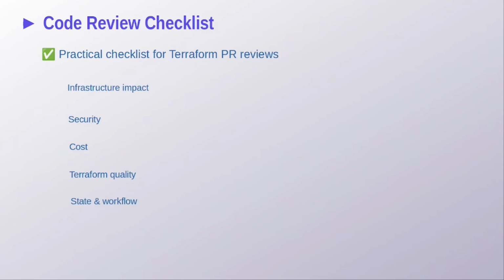Code review, humans are still the masters. Automation is powerful, but humans are the final defense. Terraform code review checklist. First, infrastructure impact: any resource destruction, any forced recreation, any production impact. Next, security: IAM tuned to least privilege, public assets, encryption enabled. Next, cost: instance size reasonable, expensive services, autoscaling enabled.